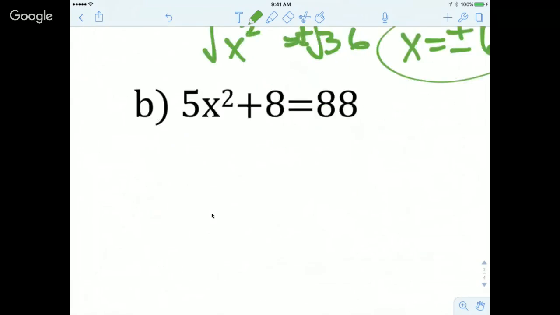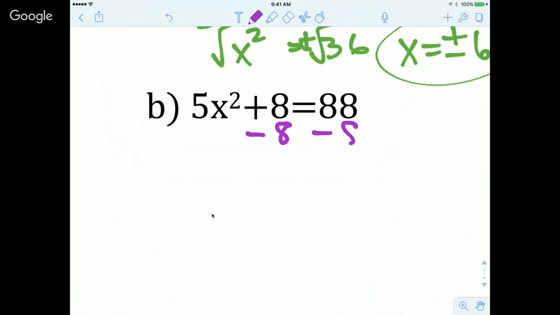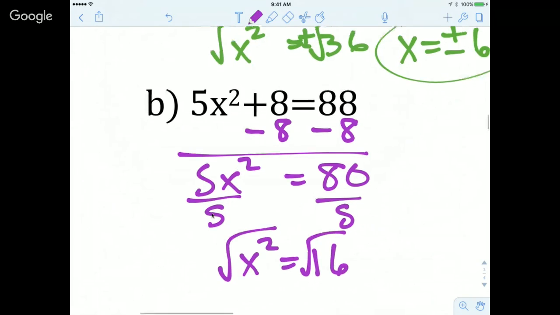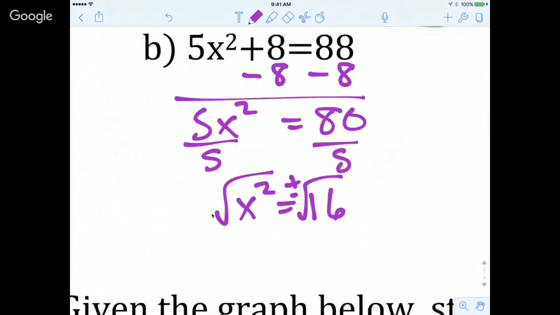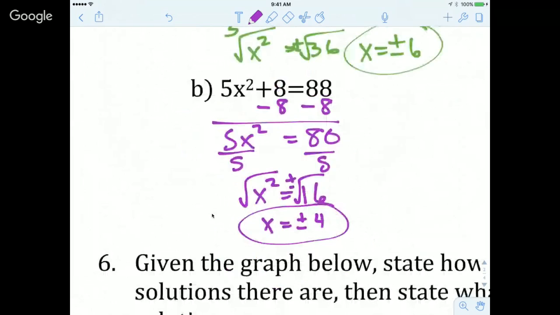Okay, B. What's the opposite of adding 8? Subtracting 8. What's the opposite of multiplying by 5? Dividing. And 80 divided by 5. 5 goes into 8 one time. 5 goes into 30 6 times. And when we square root, what do we put in front? Plus or minus 4. And you are all fabulous, so you are all going to remember that plus or minus.